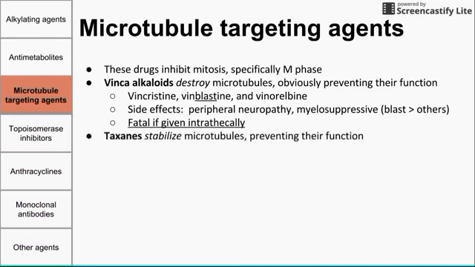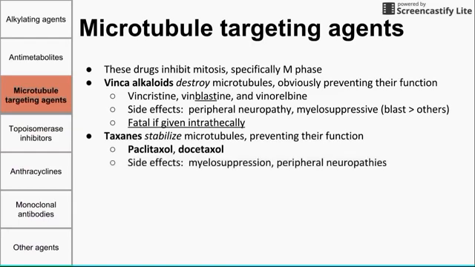Next group of microtubule targeting agents are the taxanes. These stabilize microtubules, which prevents them from doing what they actually need to do, which is touching the chromosomes and pulling them apart during metaphase. So vinca alkaloids destroy them, taxanes stabilize them. Both render them useless. 2 taxanes that are important to know are paclitaxel and docetaxel. Side effects of these are myelosuppression, we're going to be seeing that a lot, and peripheral neuropathies. There's also hypersensitivity associated with these.